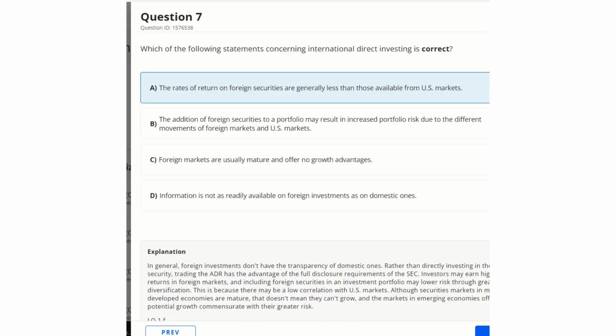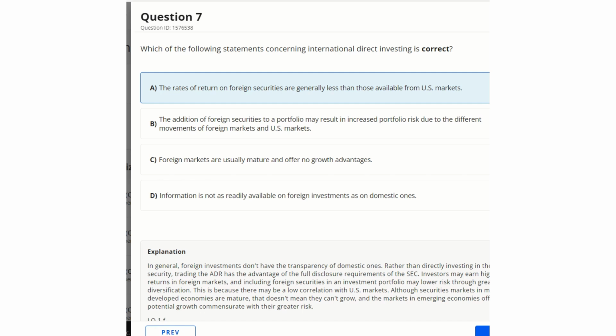Which of the following statements concerning international direct investing is correct? A, the rate of return on foreign securities is generally less than those available in U.S. markets. B, the addition of foreign securities to a portfolio may result in an increased portfolio risk due to the different movements of foreign markets and U.S. markets. C, foreign markets are usually more mature and offer no growth advantages. Or D, information is not really available in foreign investments as in domestic ones.